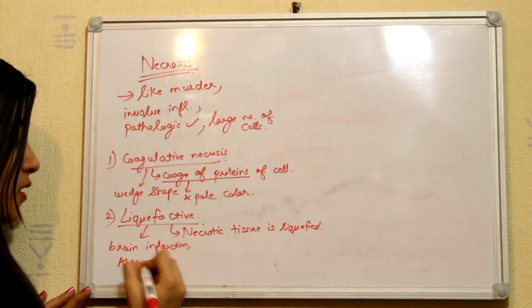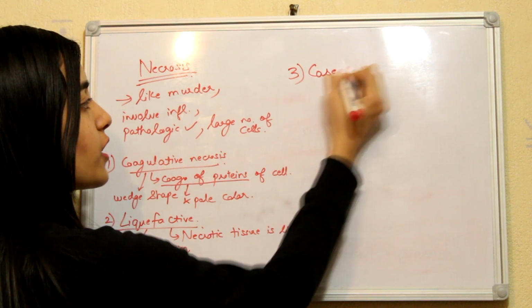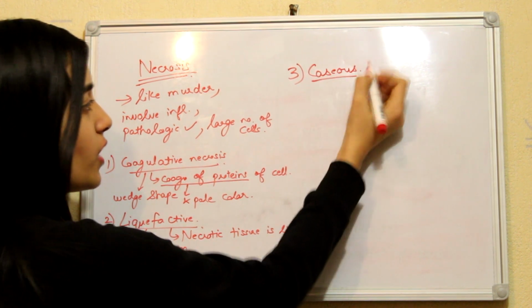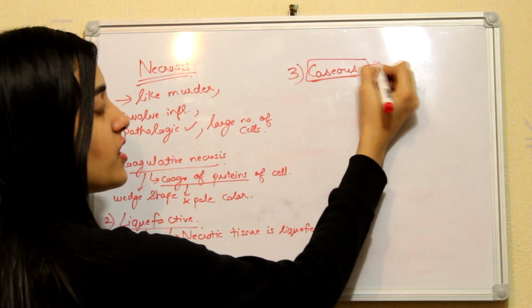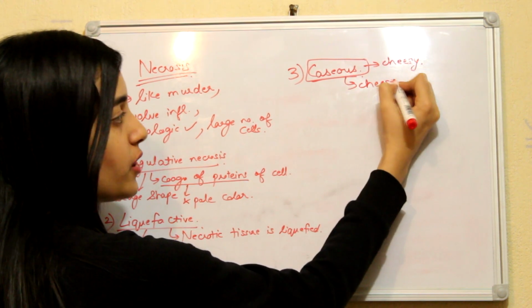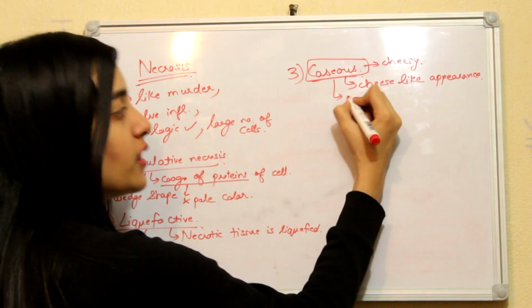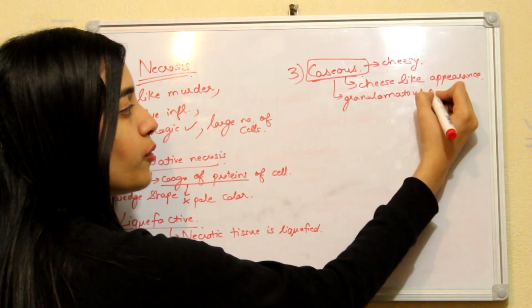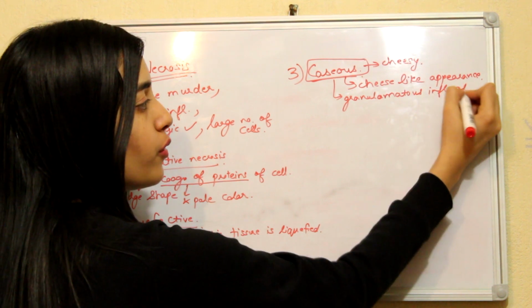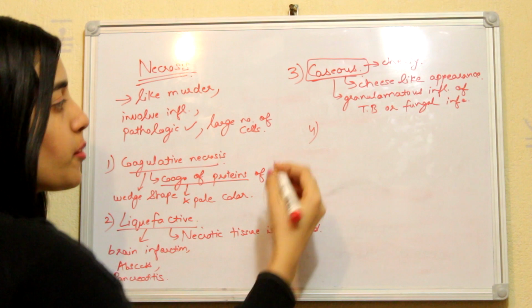Abscesses or pancreatitis. Third is caseous necrosis. Caseous means cheesy. So it gives the necrosis a cheese-like appearance, and it is particularly seen in granulomatous inflammation of TB or fungal infection.